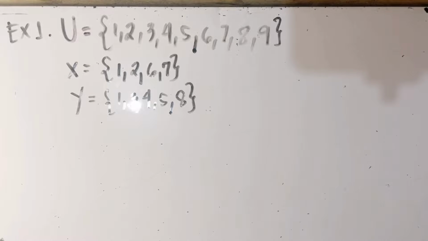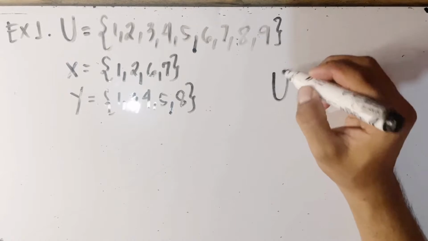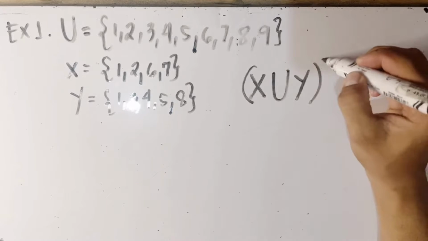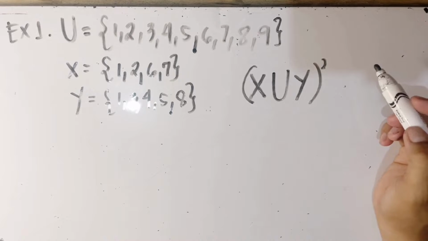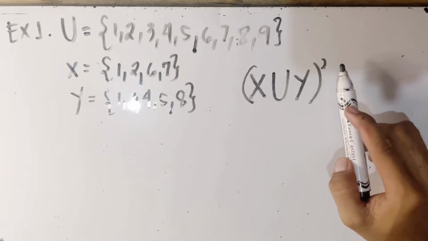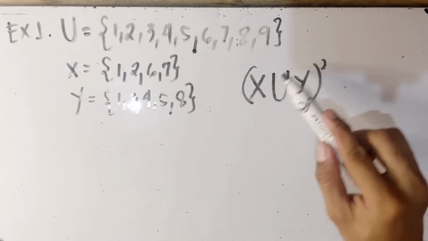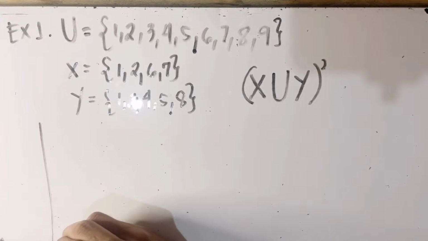Next. If I ask you to draw a Venn diagram to illustrate the complement of the union of X and Y. Again, draw a Venn diagram to illustrate the complement of the union of X and Y. So first, let's draw a box.